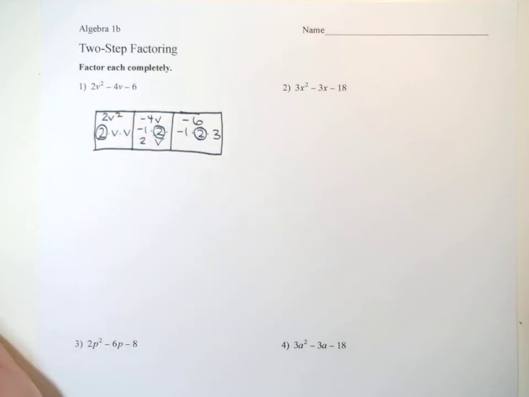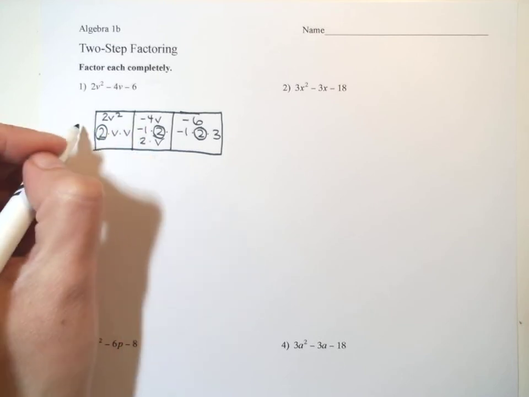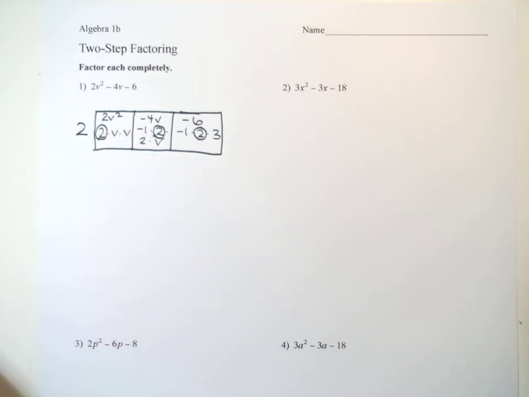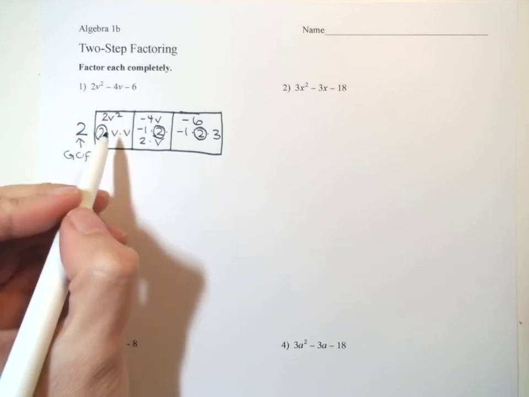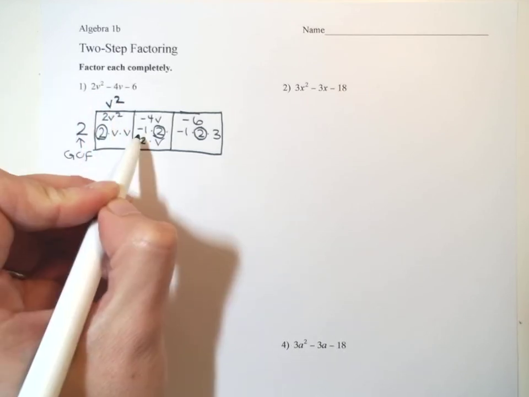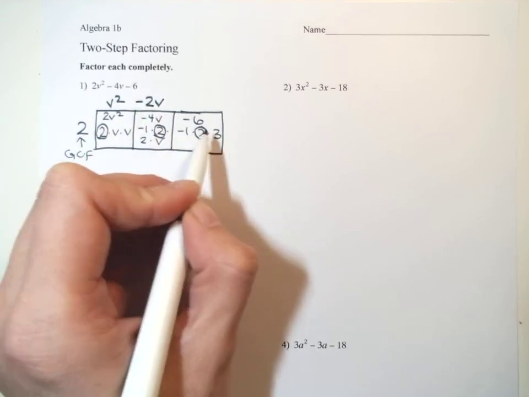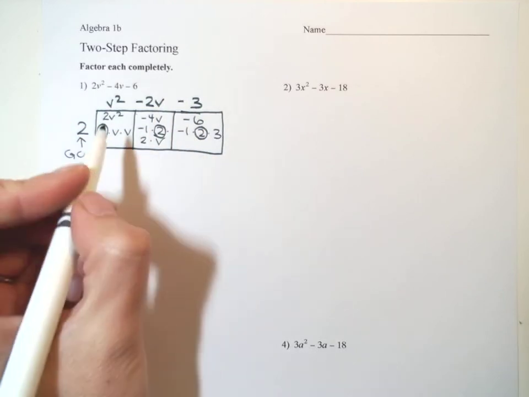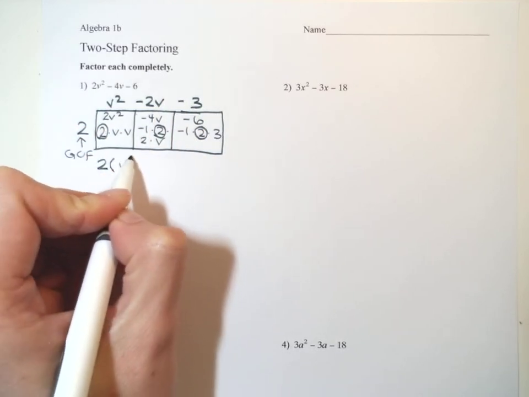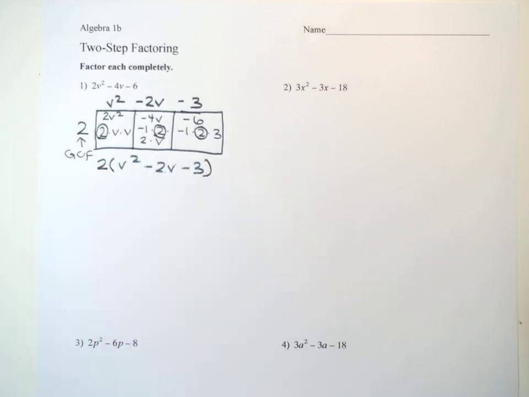These have a v, but this one doesn't. So that would be the only other option, and so 2 is just our GCF. So we're left with v times v, which is v squared, negative 1 times 2 times v, which is negative 2v, negative 1 times 3, which is negative 3. So far our answer is 2 times v squared minus 2v minus 3. But we're not done because we can factor this again.